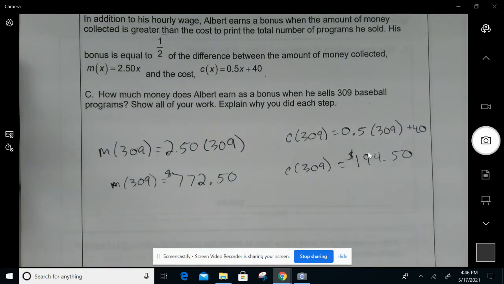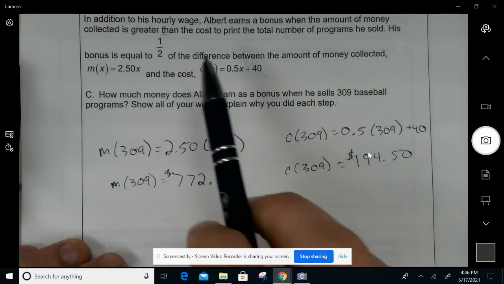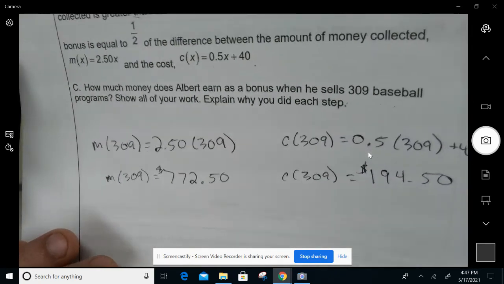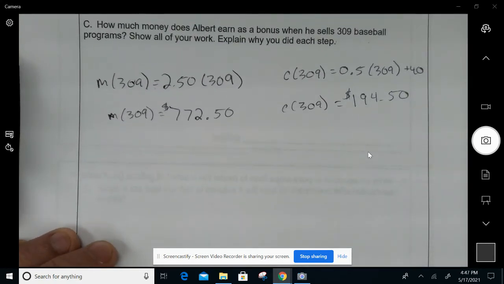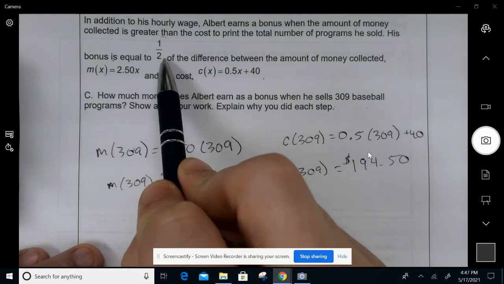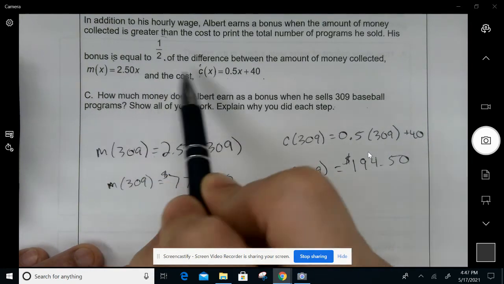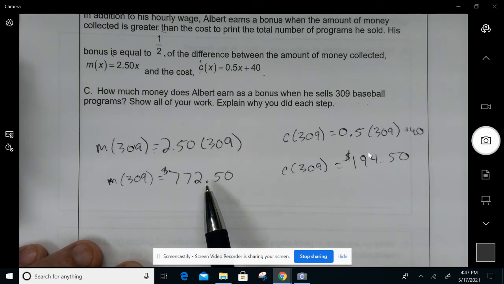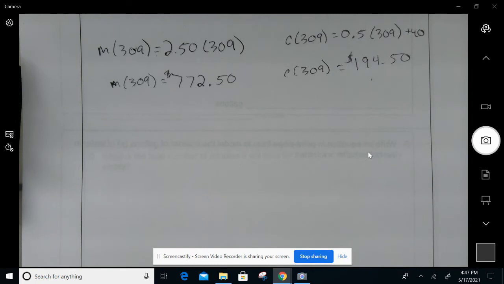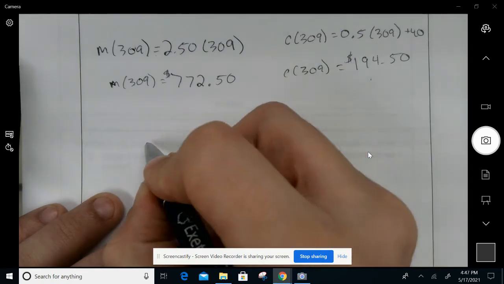So first of all, that means Albert's going to get a bonus because it just says as long as the money collected is greater than the cost, then Albert's going to get his bonus. So good for him. And I think the question is how much money is he going to earn, right? What's the bonus? So it says the bonus is equal to 1/2 the difference between these two. So let's take the difference between these two. 772.5 minus 194.5. So all I did there was I subtracted.